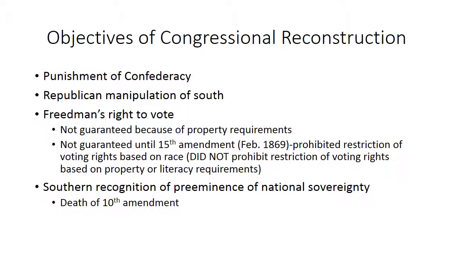And ultimately, the 15th Amendment, this is the problem you see here with the 15th Amendment, it does not prohibit the restriction of voting rights based on property or literacy. And so that's what they're going to use throughout the 19th century. And then we have also Southern recognition of the preeminence of national sovereignty. And you see there what I say is death of the 10th Amendment.